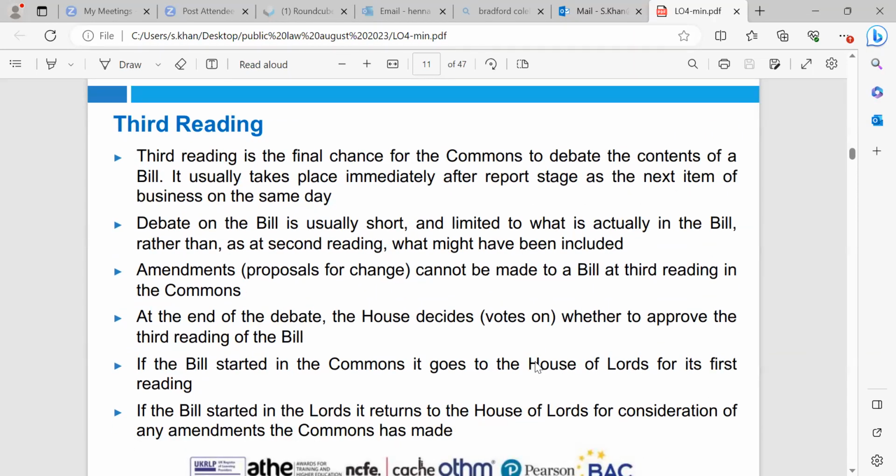If the bill started in the House of Commons, it has to go to the House of Lords for its first reading.